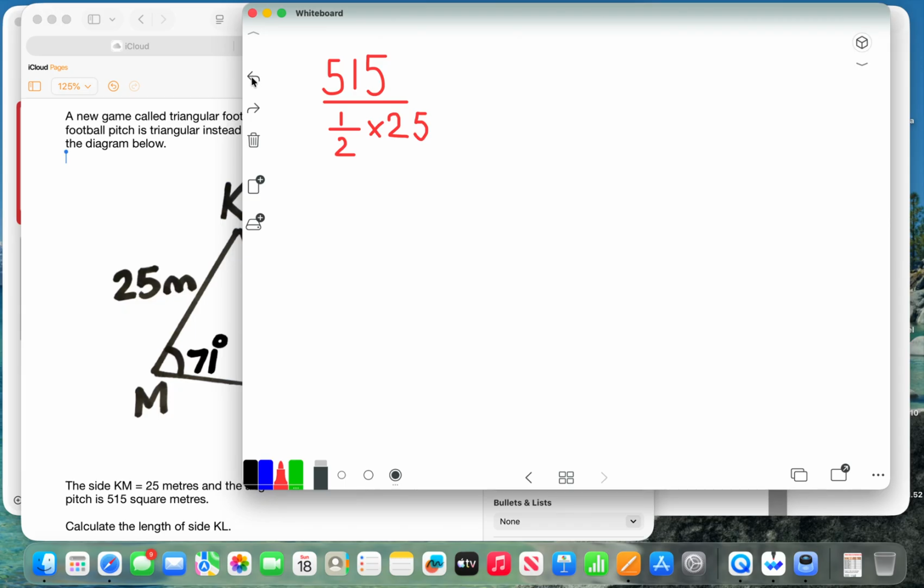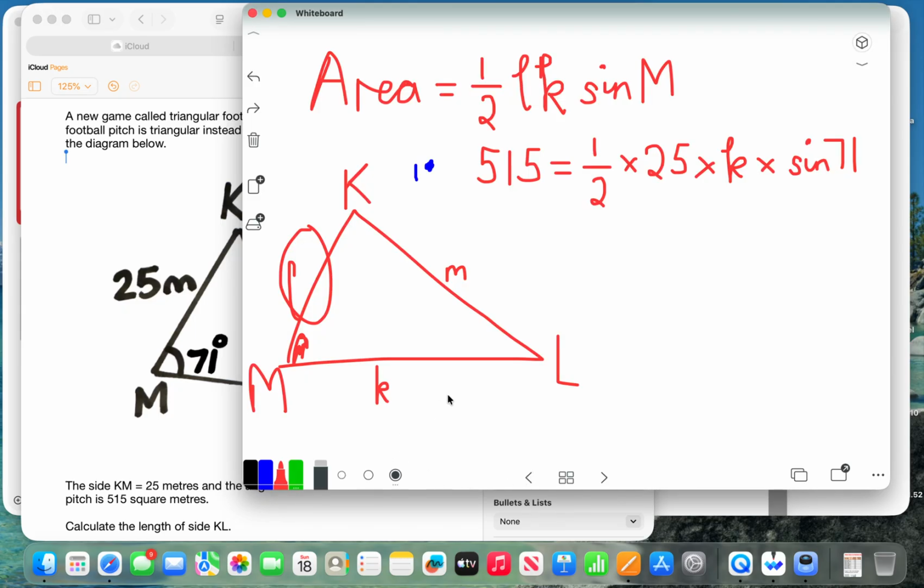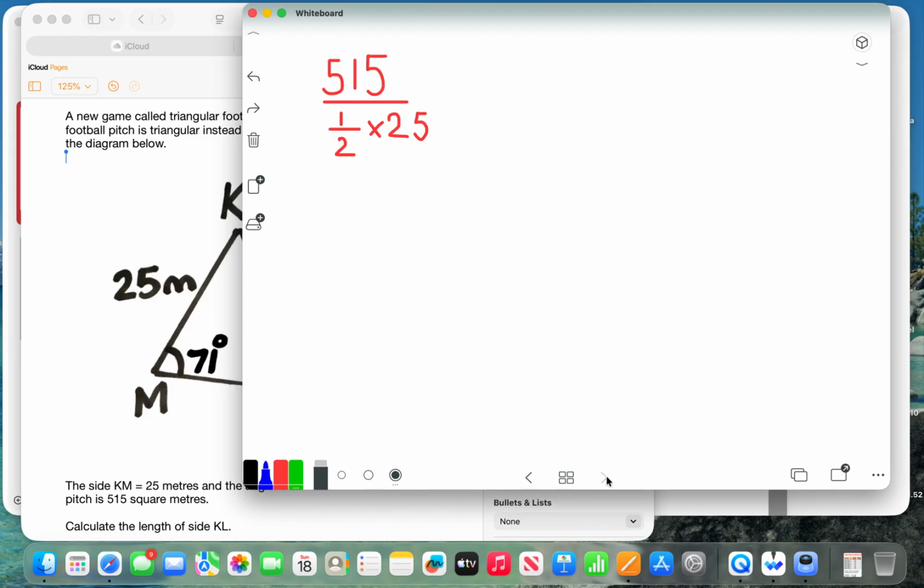So if we cancelled both of them out, then you cancel out this one and this one by dividing both sides by 1/2 and by 25. But the sine of 71 is also being multiplied on the right hand side. So let's get small k on its own and cancel out sine of 71. So we want to divide both sides by the sine of 71.